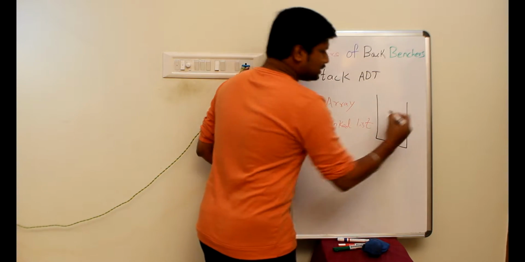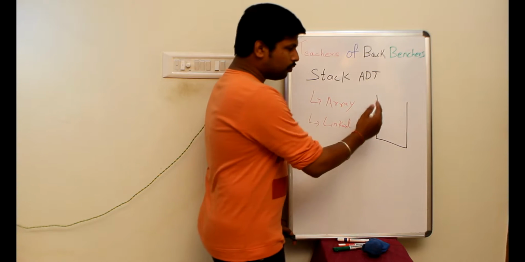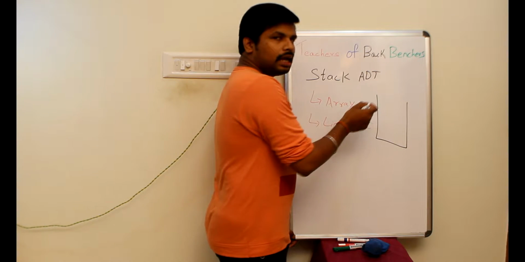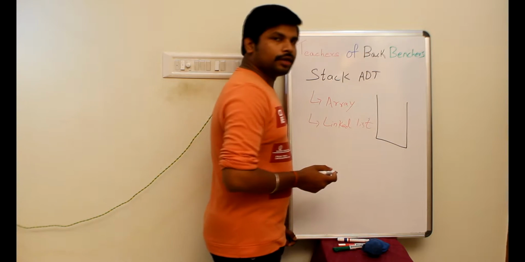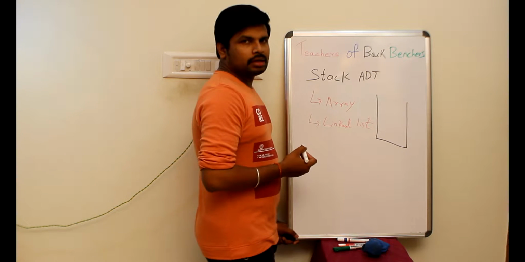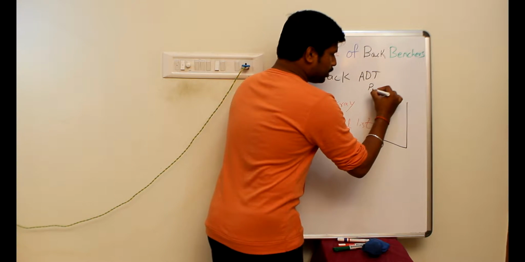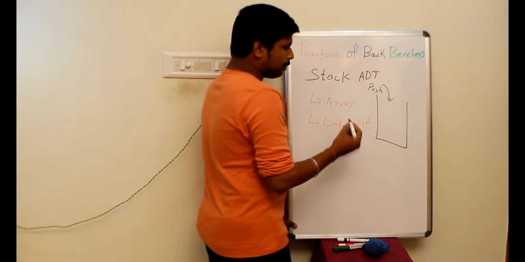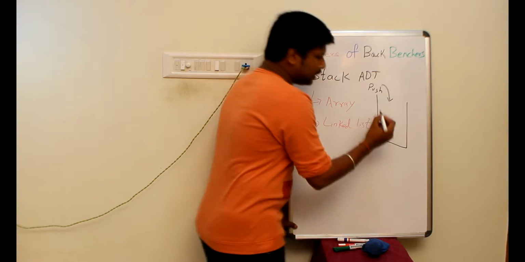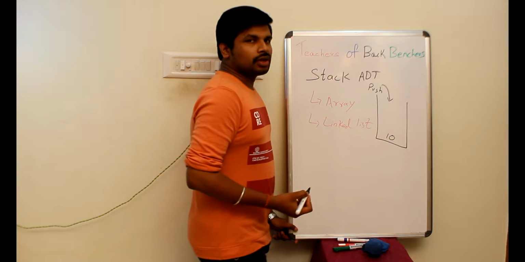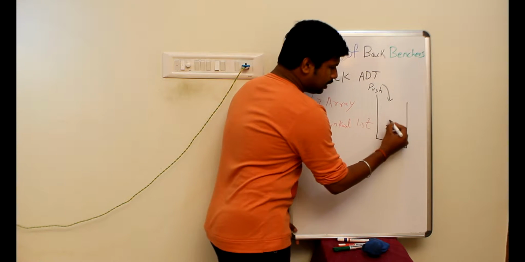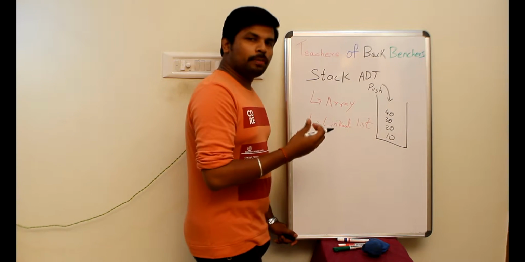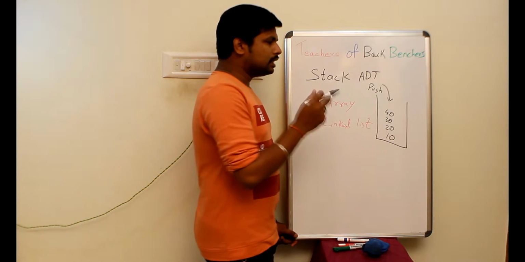So let's assume this is a stack data structure. We can see that only one opening is there in this data structure. We can either insert an element or delete an element through that opening only. If we are going to insert an element, the operation is called a push operation. For example, if we insert the element 10, the first element is inserted in the data structure, and next 20, 30, 40. Likewise, we are pushing the elements inside the data structure. So this push operation is called the insertion process in the stack ADT.